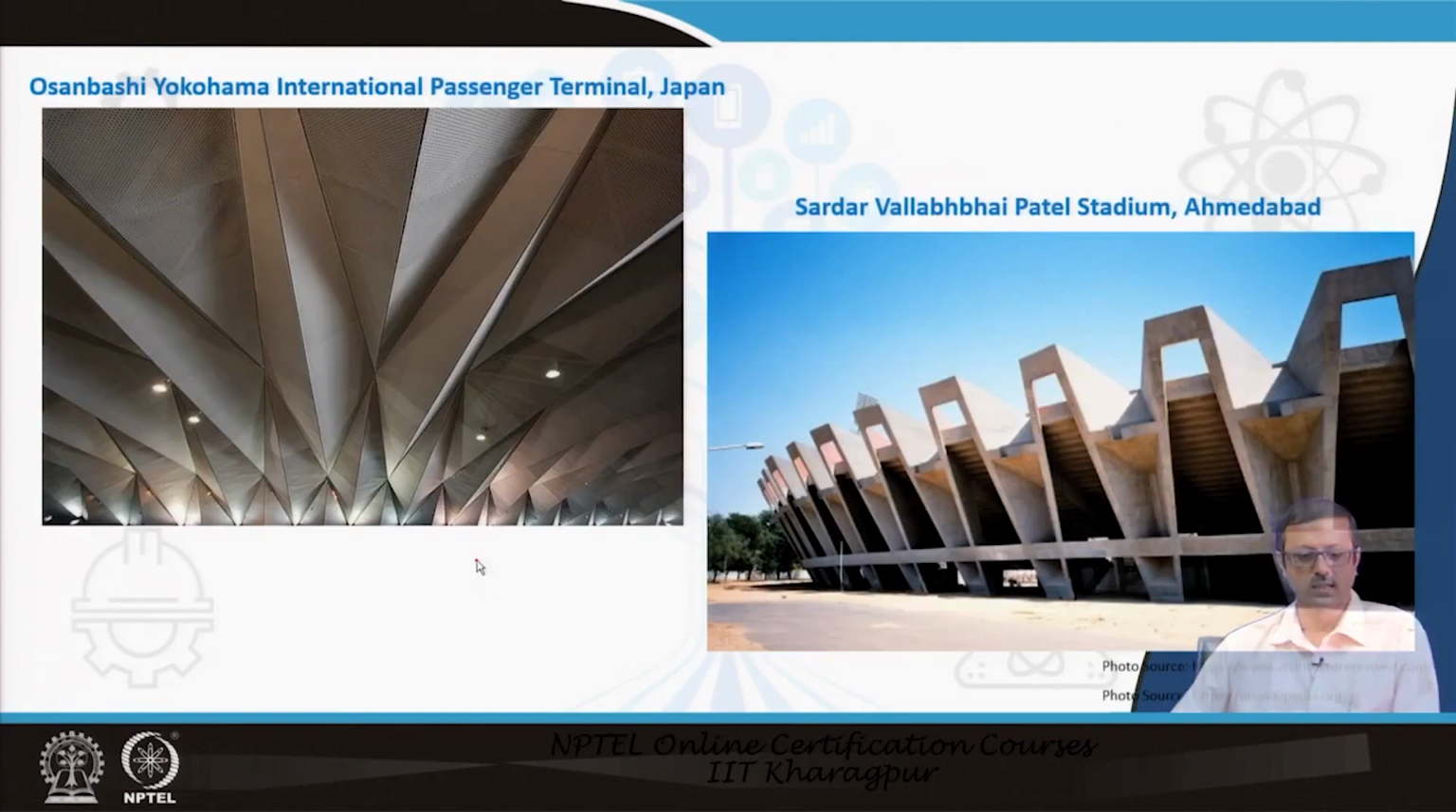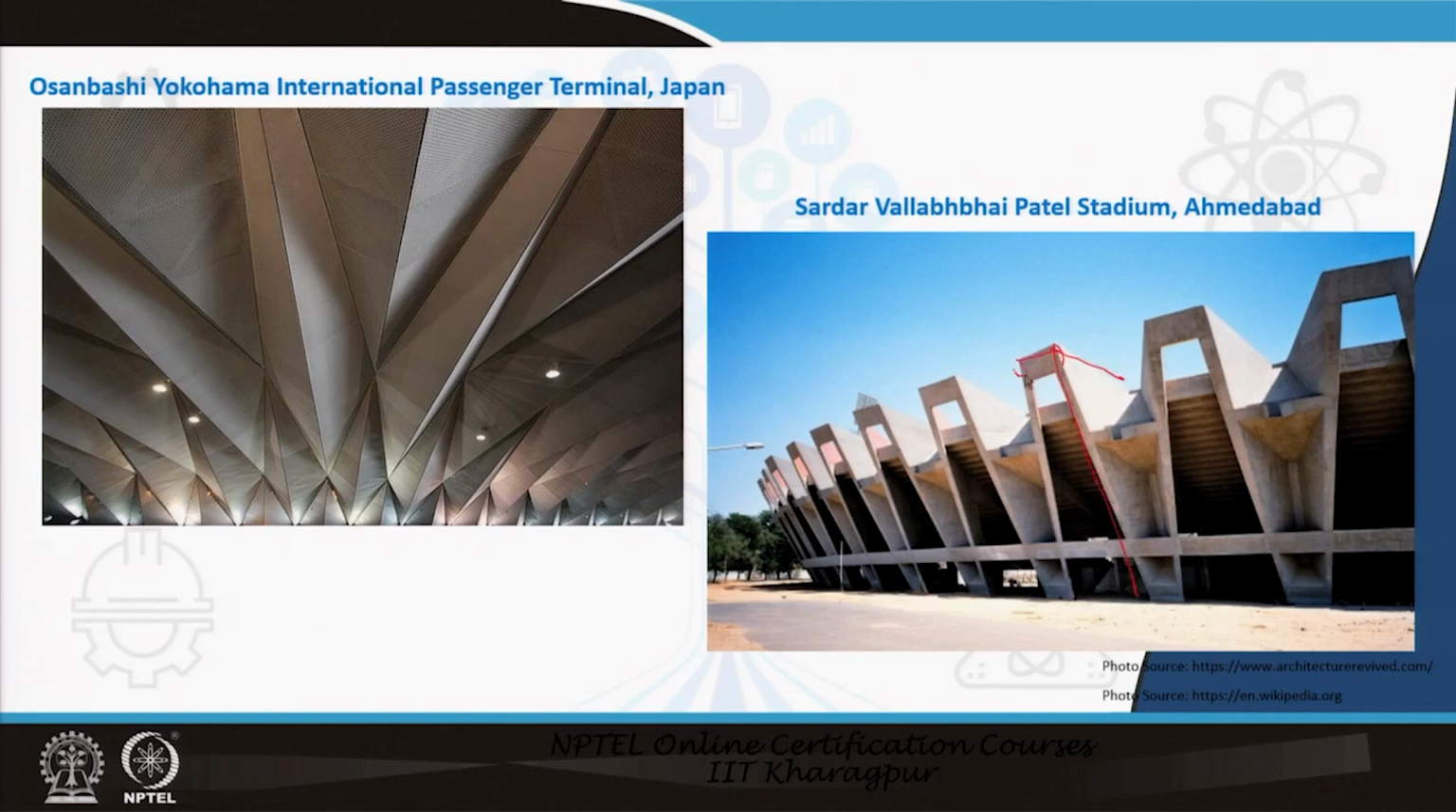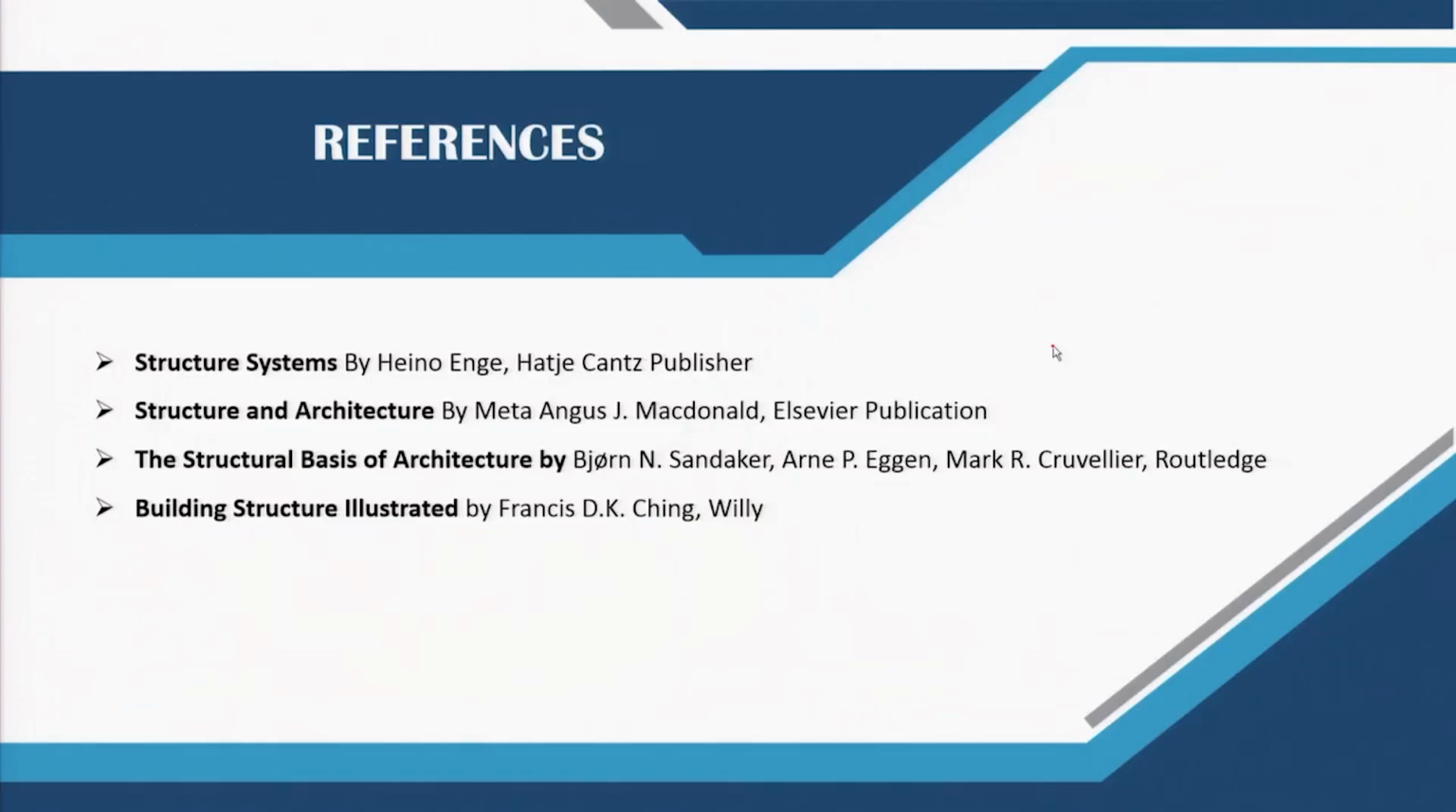This is the Yokohama International Passenger Terminal, where a 3-dimensional folded plate has been used, and the next one is the Sardar Vallabhbhai Patel Stadium at Ahmedabad. This is also very interesting: the sitting galleries are camouflaged with inclined folded plates, and if you see minutely, these ribs act as vertical columns, but they are designed as folded plate members, very interesting.